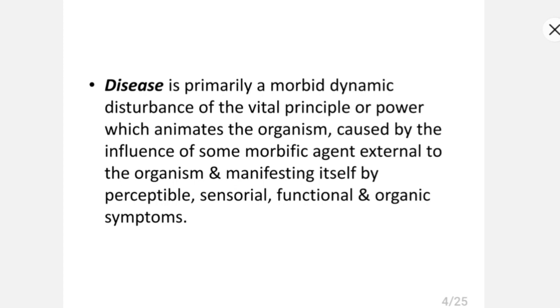How is that derangement caused? It is caused by the influence of some morbific agent or some infectious agent external to the organism, manifesting itself. How do we know the derangement has happened? Through perceptible signs and symptoms. So disease is a morbid disturbance. Disease is the derangement of vital force due to the influence of the external world, or due to the influence of infectious agents from the external world. That is disease.